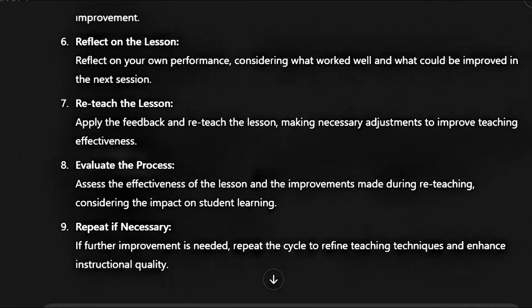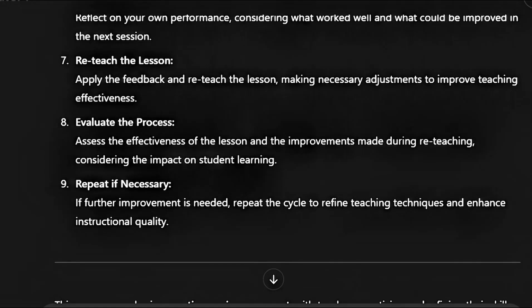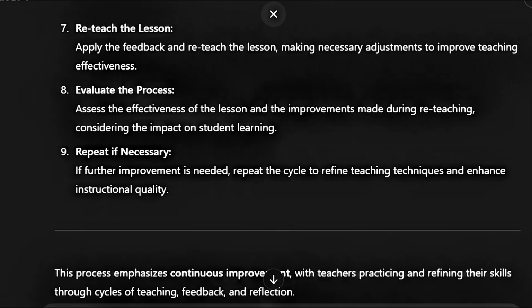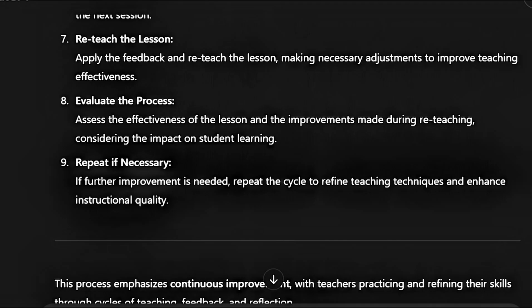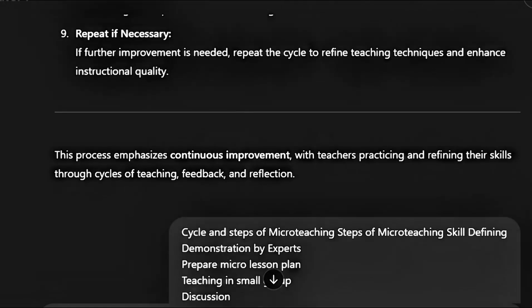7. Reteach the lesson. Apply the feedback and reteach the lesson, making necessary adjustments to improve teaching effectiveness. 8. Evaluate the process. Assess the effectiveness of the lesson and the improvements made during reteaching, considering the impact on student learning. 9. Repeat if necessary. If further improvement is needed, repeat the cycle to refine teaching techniques and enhance instructional quality. This process emphasizes continuous improvement, with teachers practicing and refining their skills through cycles of teaching, feedback, and reflection.